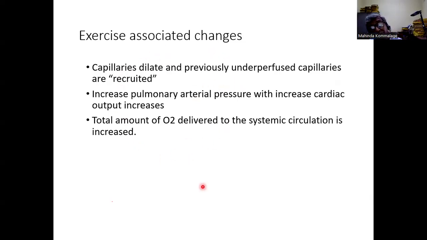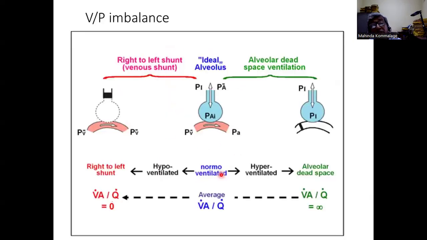So you can see with exercise, perfusion can increase and ventilation also increases, because by sending more air, we can increase ventilatory respiratory rate and depth, as well as this way perfusion of the alveoli we can increase. Right.